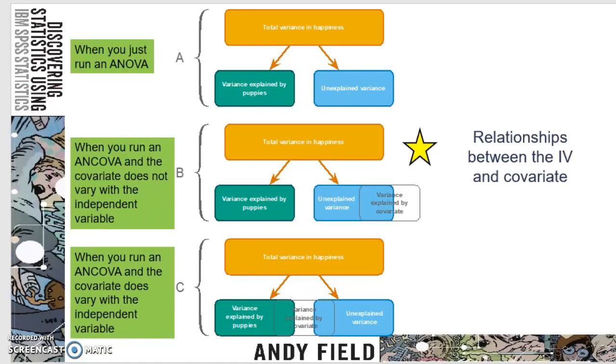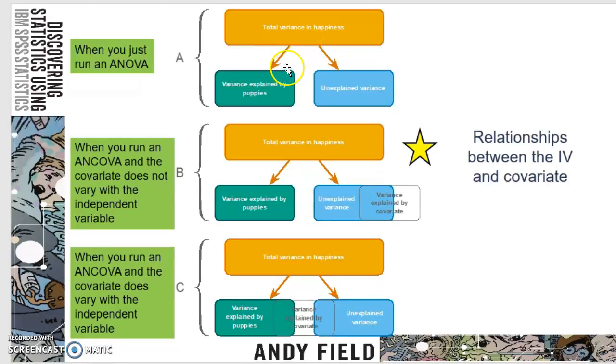Okay, so if you were looking at figure 13.2 on page 428, all this diagram is explaining what happens when you add a covariate into your analysis. So the top half up here is when you were just running a regular ANOVA, just like we did this week, okay? So you've got total variance.